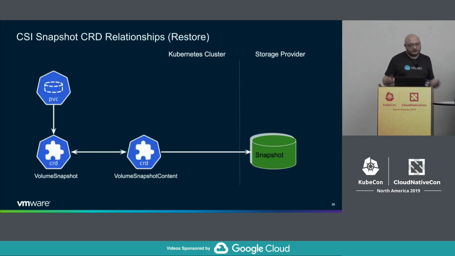So if we look at the restore process, the diagram's very similar, but some of the arrows are pointing in a different direction. So in this case, we still have the volume snapshot with its bidirectional relationship with the volume snapshot content, but we now have a PVC pointing to the volume snapshot instead of the other way around.